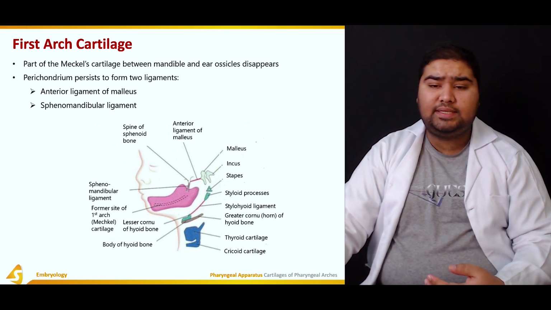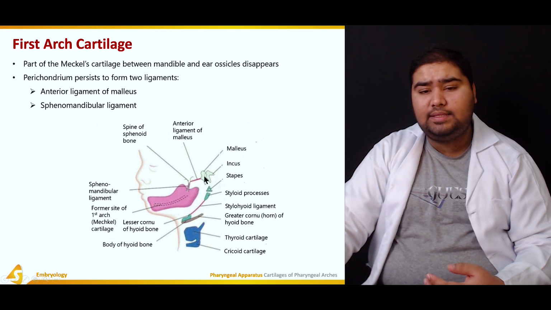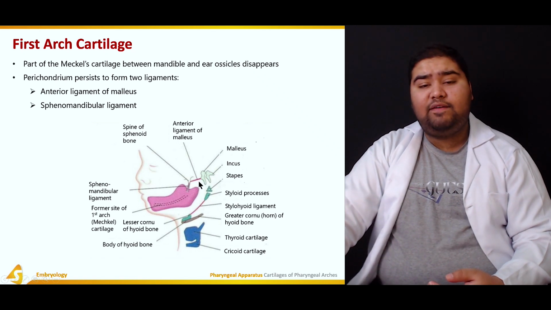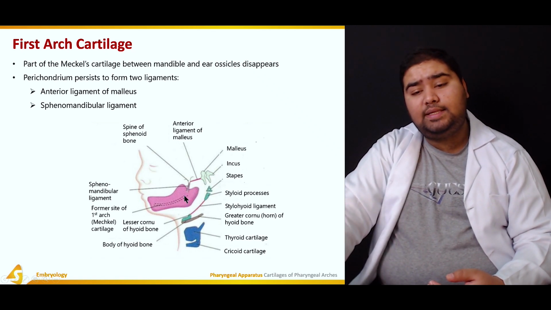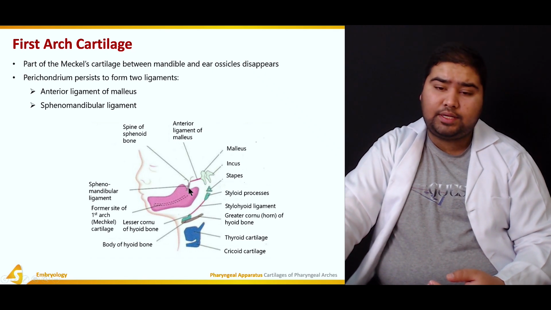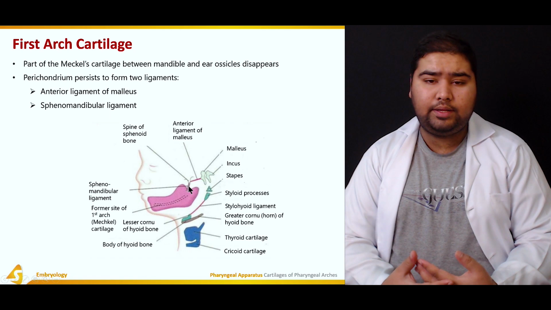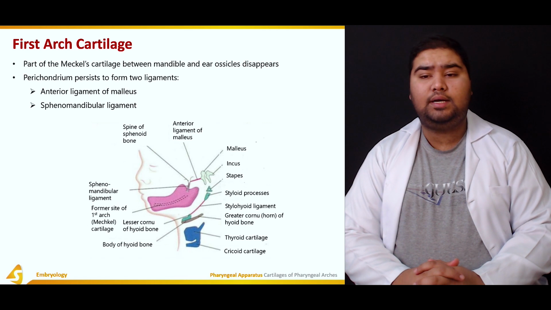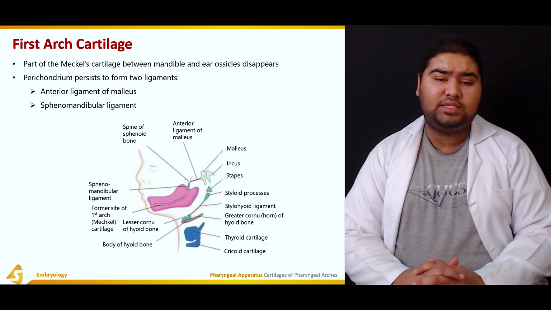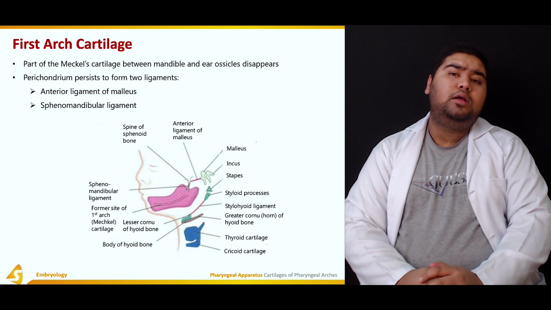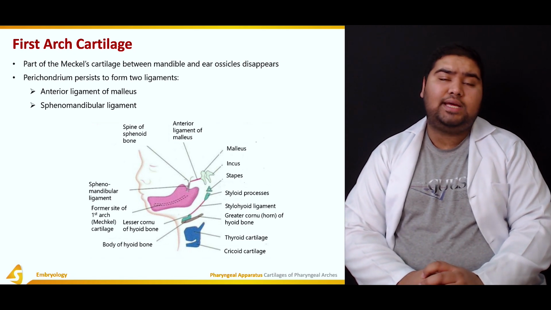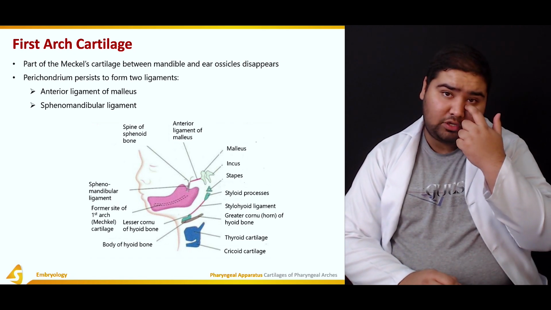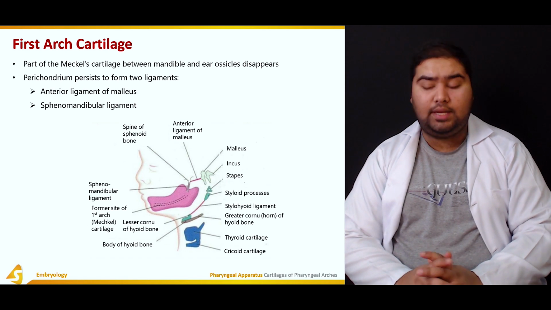These important ligaments are the anterior ligament of malleus. Here you can see this is the anterior ligament of malleus in red. And we have the sphenomandibular ligament here. This is the sphenomandibular ligament. So the perichondrium of the part of the Meckel's cartilage between the ossicles and the mandible is retained. The rest of the Meckel's cartilage in that area disappears. This perichondrium turns into the anterior ligament of malleus and the sphenomandibular ligament.